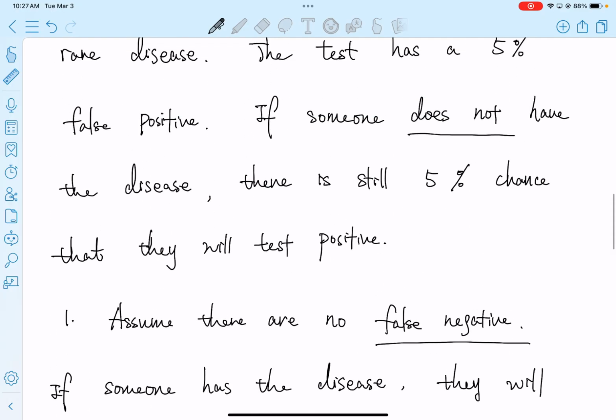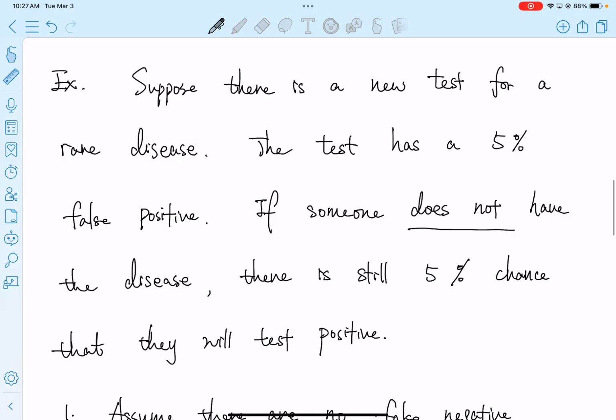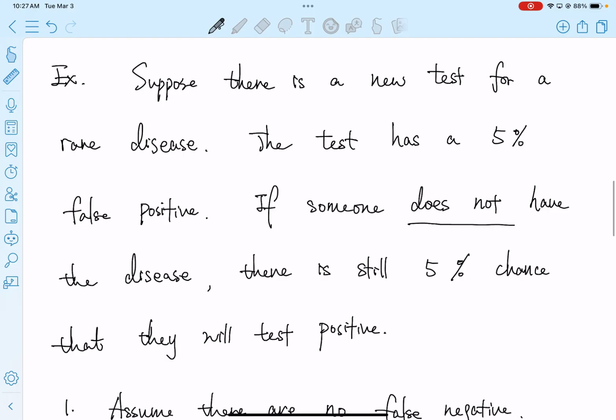So in this example, there are two components that we are concerned with: the disease and the test. We also have some information regarding both the test and the disease individually. For example, the test we know has a 5% false positive rate. That is to say, if the person does not have the disease, there's still a 5% chance of getting a positive result from the test. So quite realistic in this case.